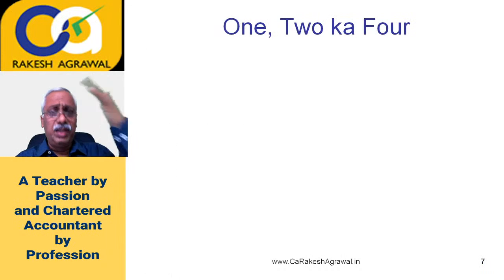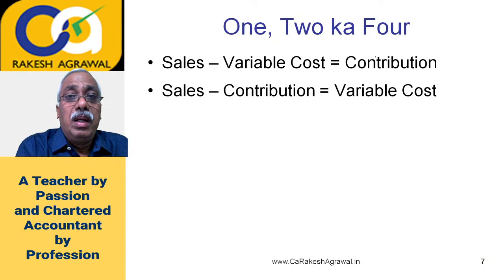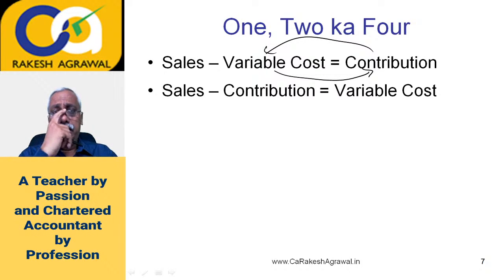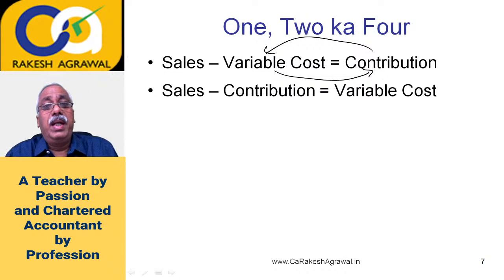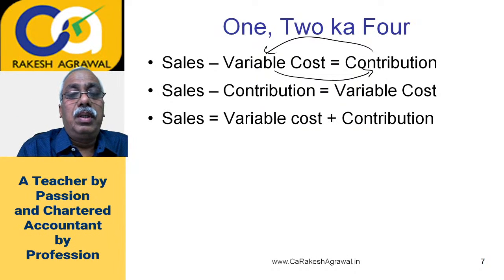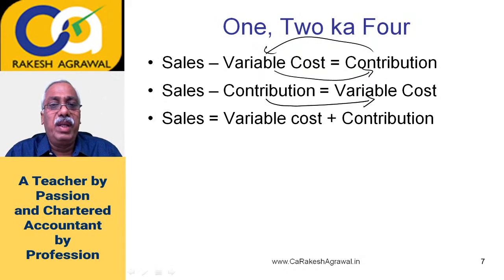Now, we will reshuffle this formula. The first golden formula is sales minus variable cost is equal to contribution. Now let us reshuffle it. I call it 1 2 ka 4. Now I bring contribution to this side and variable cost to the other side. The formula will become sales minus contribution is equal to variable cost, and variable cost now becomes positive. Or sales is equal to variable cost plus contribution. Shift the contribution here, so it becomes variable cost plus contribution. So sales is equal to variable cost plus contribution.